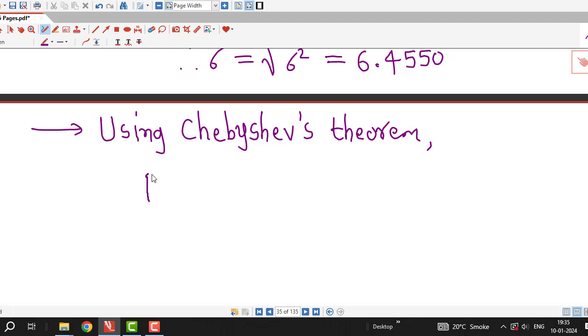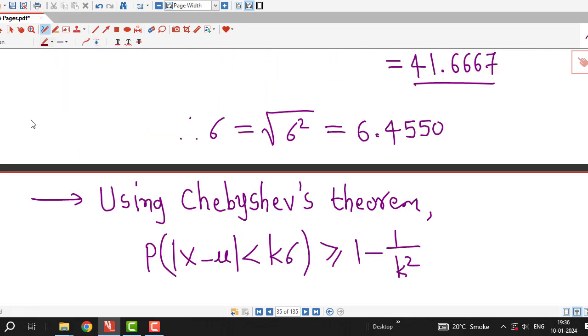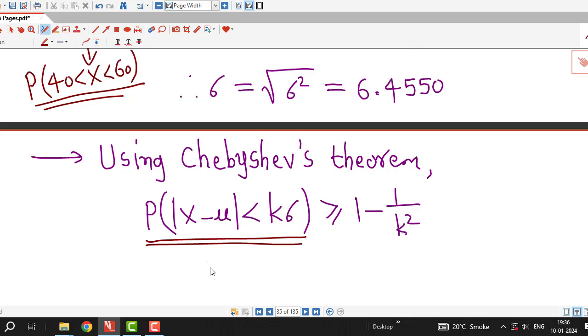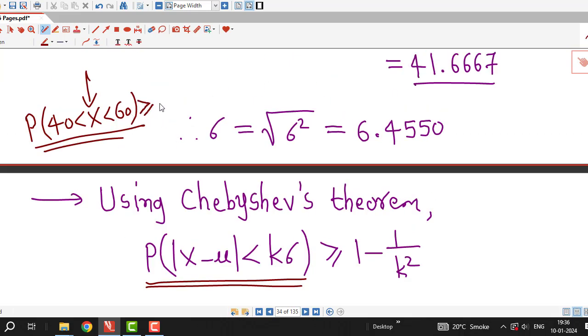Using Chebyshev's theorem we can write that the probability that the absolute value of X minus mu is less than k times the standard deviation has lower bound 1 minus 1 by k square. I am interested in the lower bound of the probability that capital X lies between 40 and 60. So I have to write this probability in this form, and then I can compare. I will convert this probability in this form.